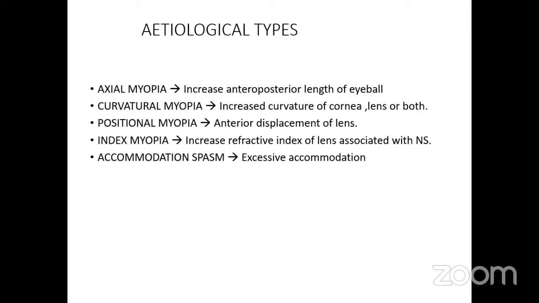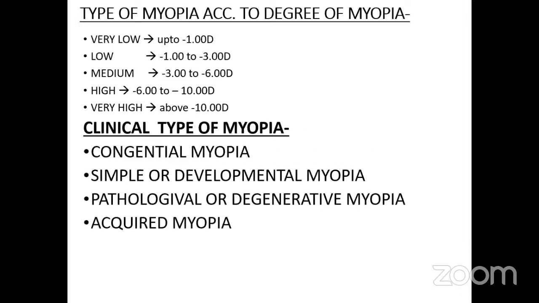Then the etiological types: axial, in which there is an increase in the AP length; curvature, increased curvature; positional myopia, with forward displacement of the lens; index, where the refractive index of the lens increases; and myopia due to excessive accommodation. Then types of myopia according to degree.